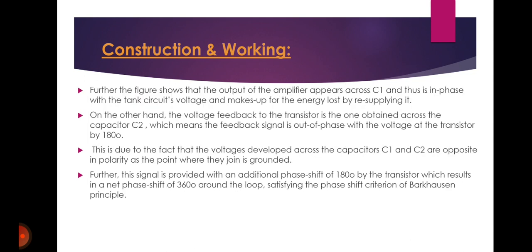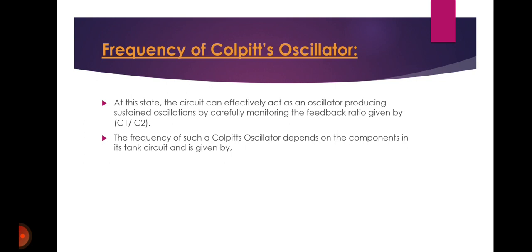Now see the frequency of Colpitt's oscillator. At this state, the circuit can effectively act as an oscillator, producing sustained oscillations, and the feedback ratio is C1 upon C2. Then see, the frequency of such a Colpitt's oscillator depends on the components used in the tank circuit.